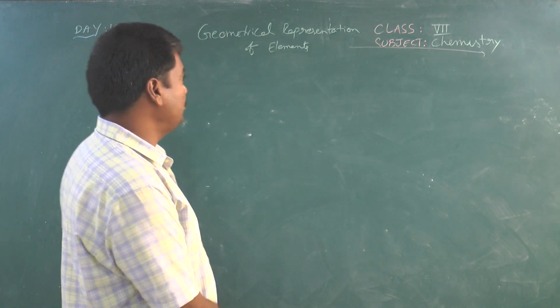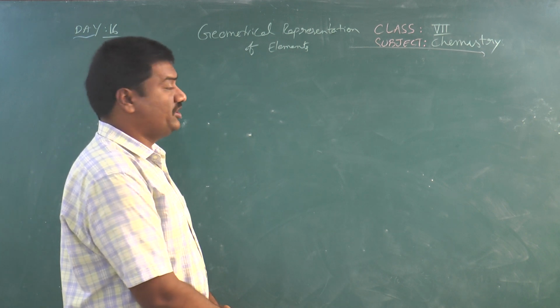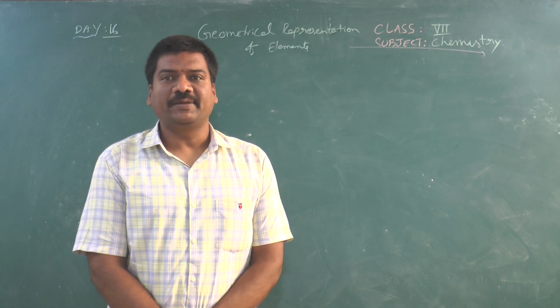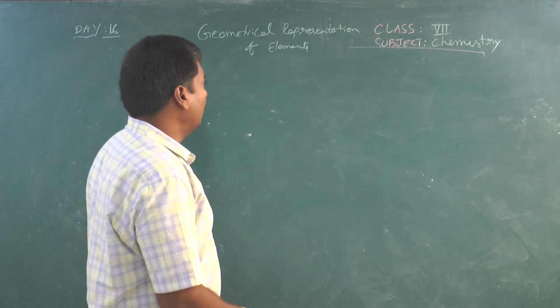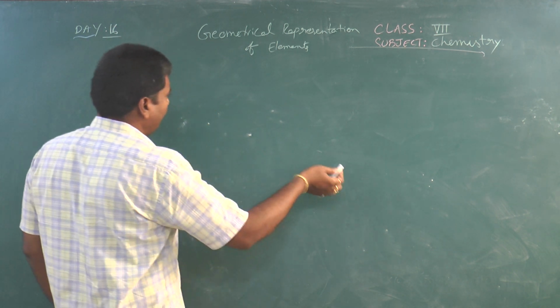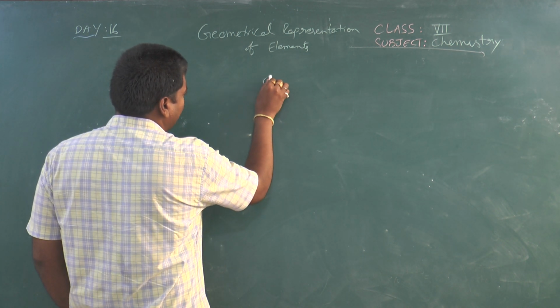For class 7 students, today's topic is geometrical representation of elements, including electronic configuration, which we will discuss here. For example, let us take a simple element like the oxygen atom.